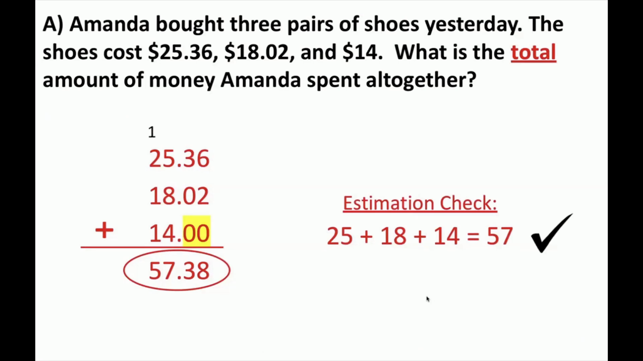Check your work for problem A and make sure you followed all the directions. You should have underlined keywords. So I underlined the word total. That's a keyword for addition. This time we had 3 numbers that we were adding.